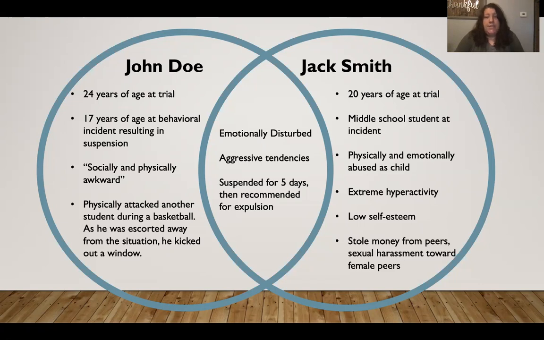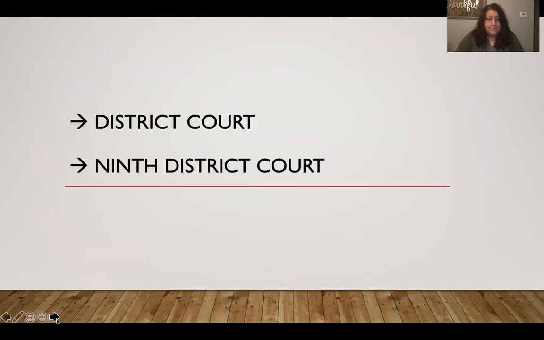Jack Smith, 20 years of age at the trial, but a middle school student at the behavior incident, was physically and emotionally abused as a child. He had extreme hyperactivity, low self-esteem, and the behavior that resulted in his 5-day suspension was that he had physically attacked a student, dragged that student into the bathroom, and stole that student's money. Both students had been certified with emotional disturbances, had aggressive tendencies outlined in their IEPs, and both had been suspended for 5 days, then recommended for expulsion with indefinite suspensions afterwards, or before the hearing.